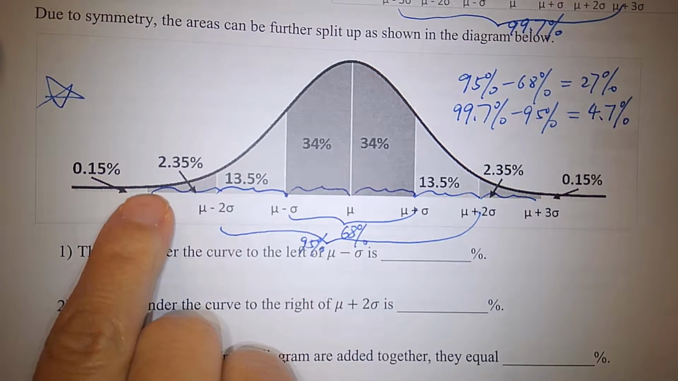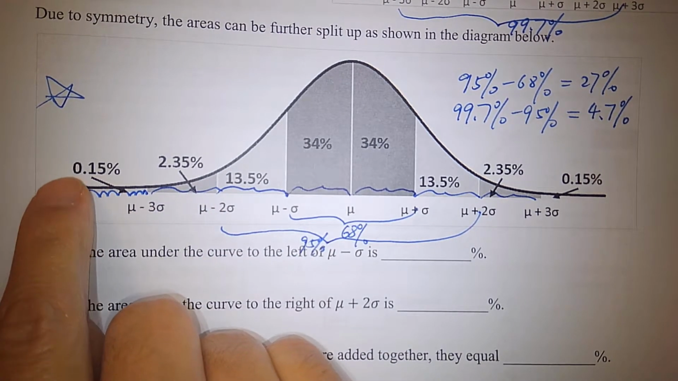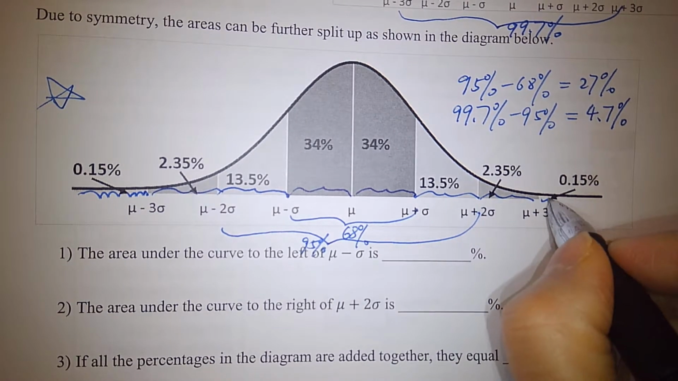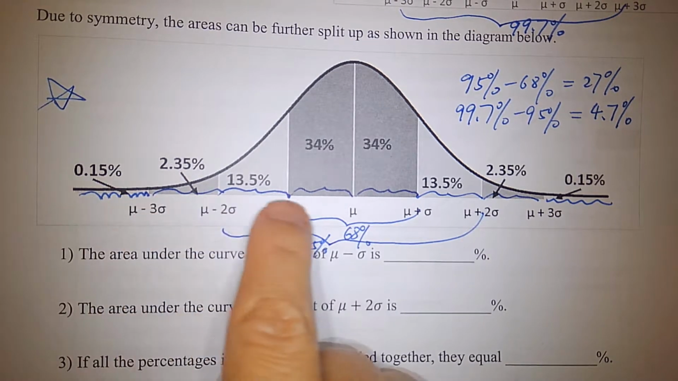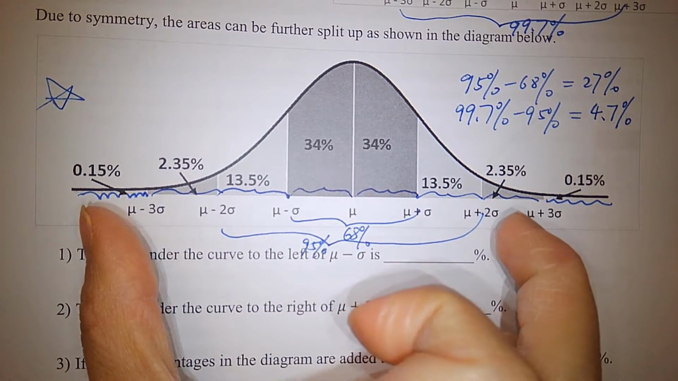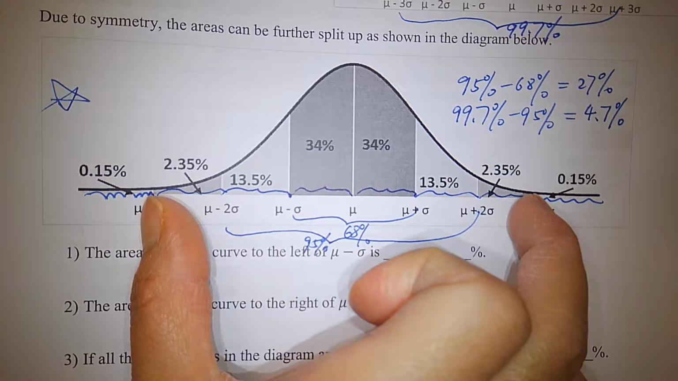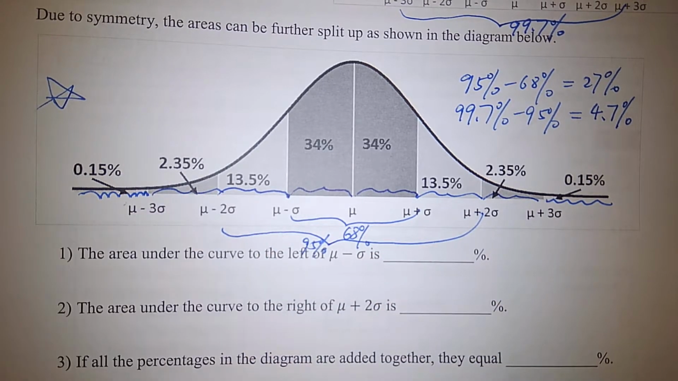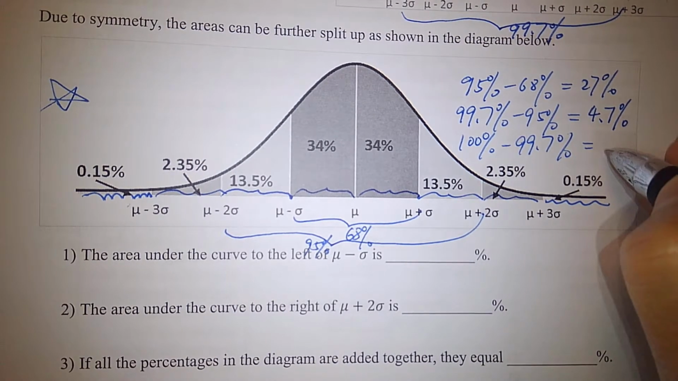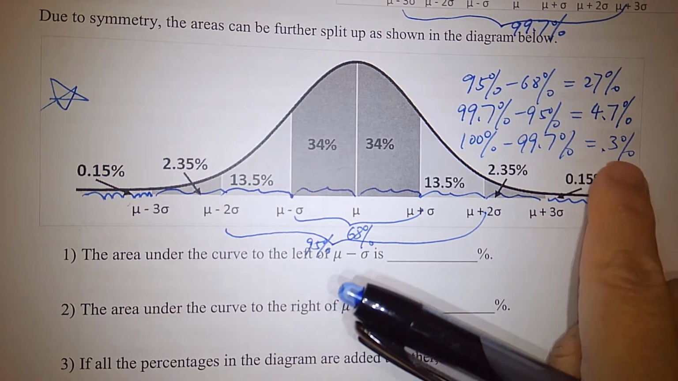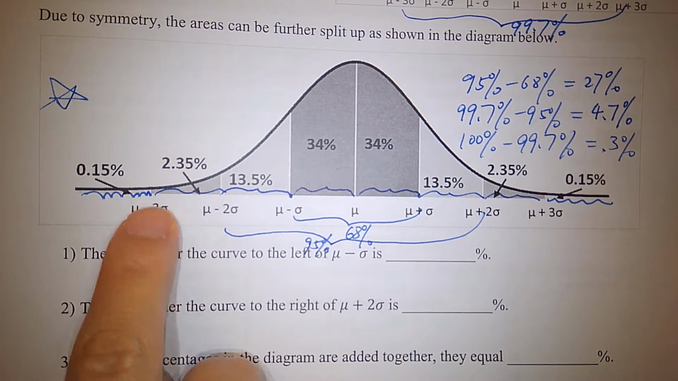Okay, and why does this left tail account for 0.15% of the data and the right tail account for 0.15%? Because on the entire horizontal line we have 100% of the data. Within 3 standard deviations we have 99.7. So the sum of those two tails should be what? 100% minus 99.7% gives us 0.3%. 0.3% cut in half. That's how we get 0.15% on each tail.